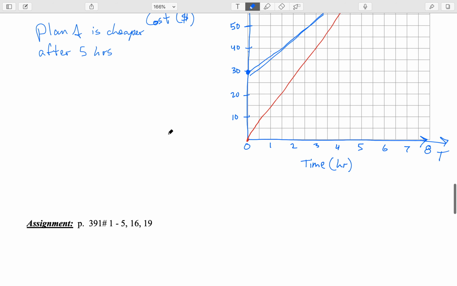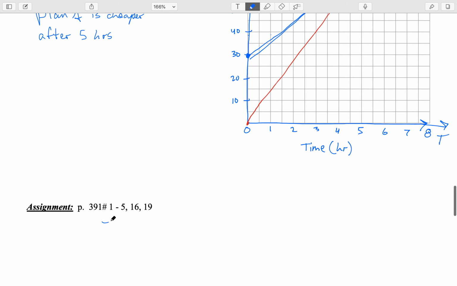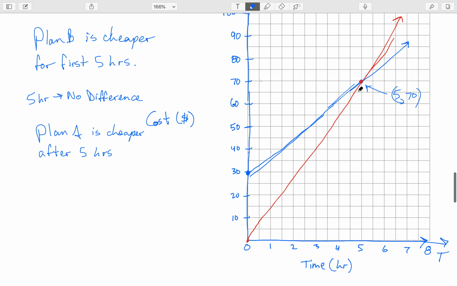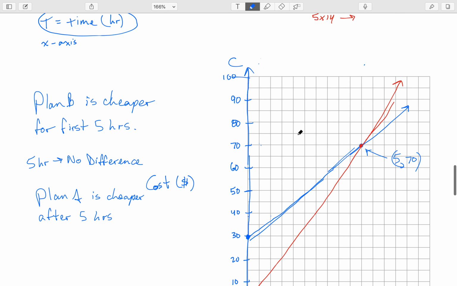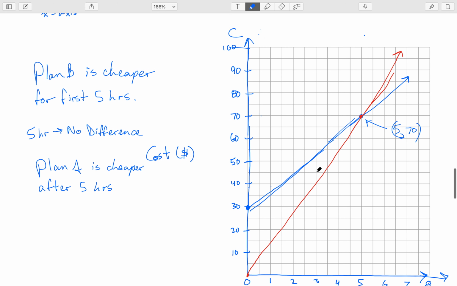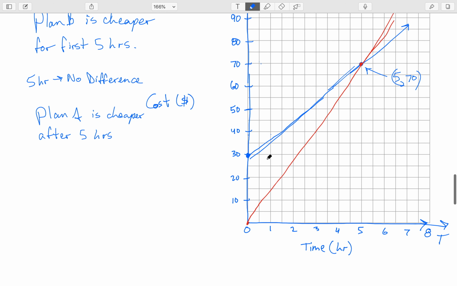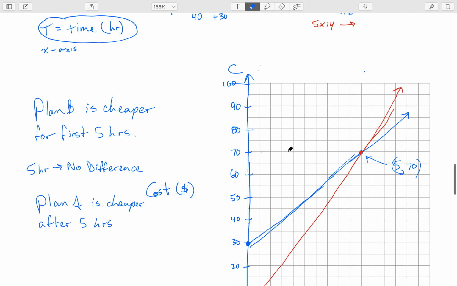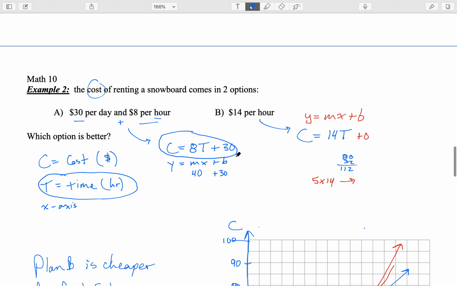Okay, so these questions here on page 391, most of them have to do with setting up. So you're not actually solving the graph. This was a pretty big graph and I did a terrible job of drawing it, but if you have a ruler, you can be a lot more accurate. And remember, you don't have to graph every single point. As soon as you know 2 points and you have a ruler, you can draw a pretty accurate line. Alrighty, so good luck with these.